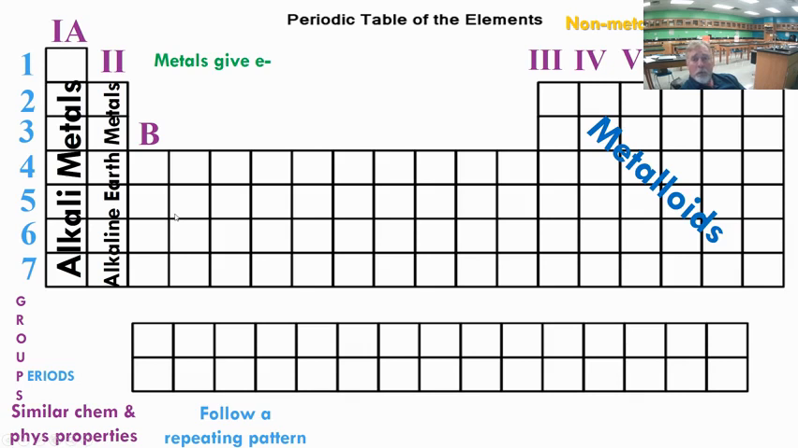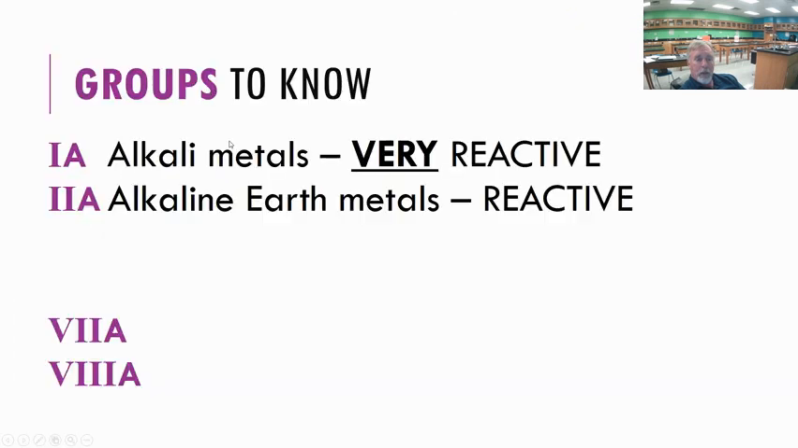So back to your blank version of the periodic table, I want you to put alkaline earth metals in group 2, that second column. Let's move on to the next one here, group 7A. That's the next column I want to talk about.